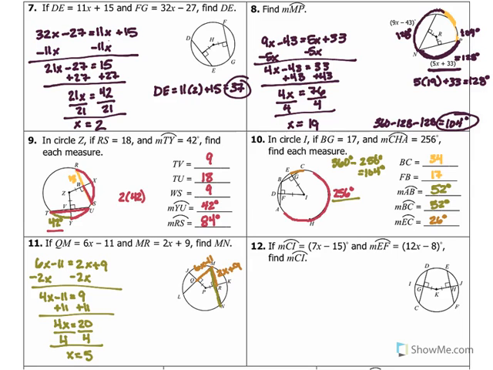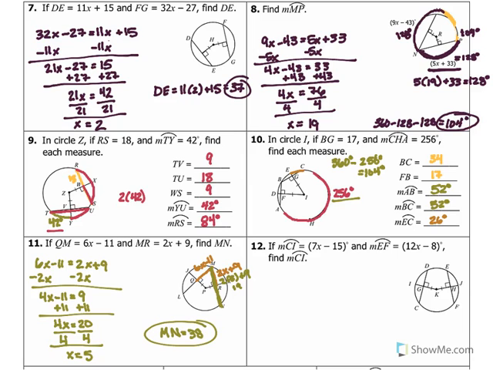Now we want MN, so this green piece over here. But MR is half of that, so let's go ahead and find MR, and we'll just multiply it by 2. So we'll have 2 times 5 plus 9, and we should get 19. Well, 2 times 19 is 38, so MN equals 38.